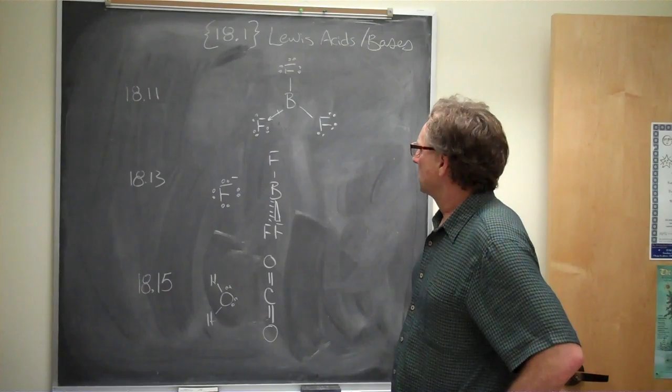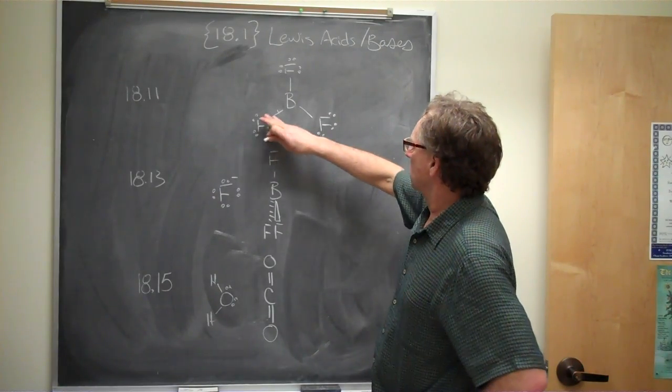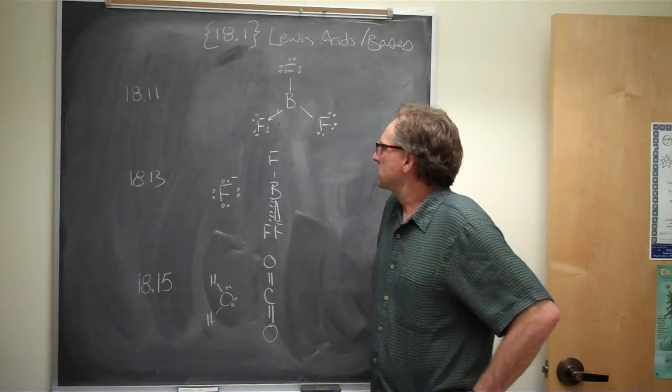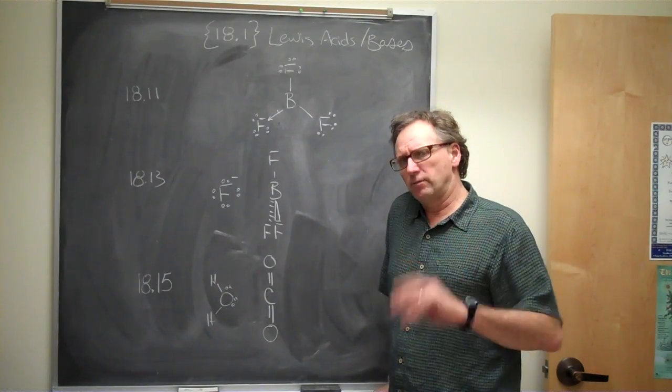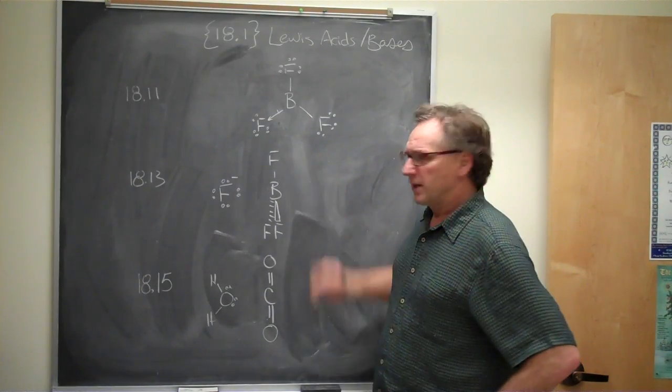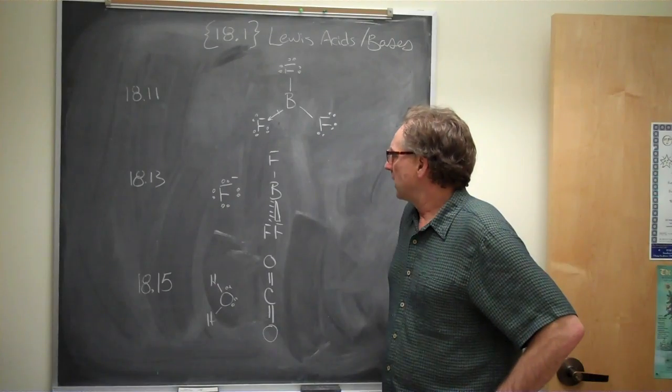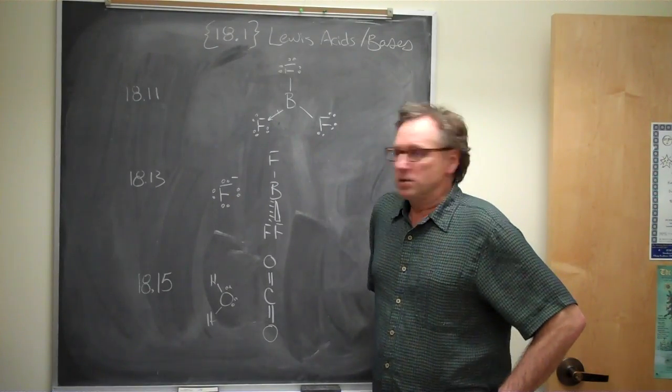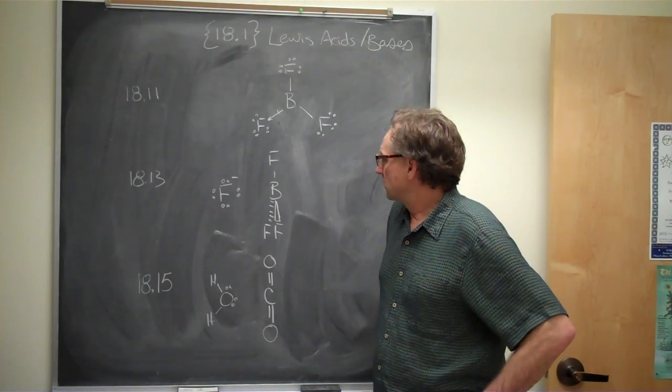And why isn't it a Lewis base? Well, these fluorines, maybe those could act as lone pairs and be a base, but the same problem occurs, which is that fluorine is the most electronegative element, and it doesn't tend to want to donate its electrons.